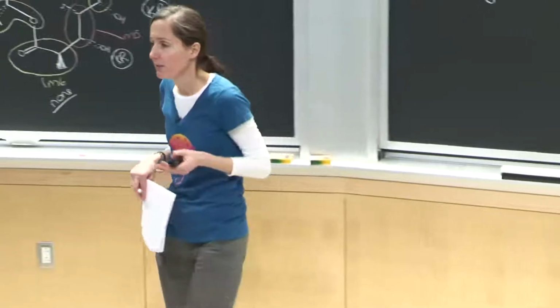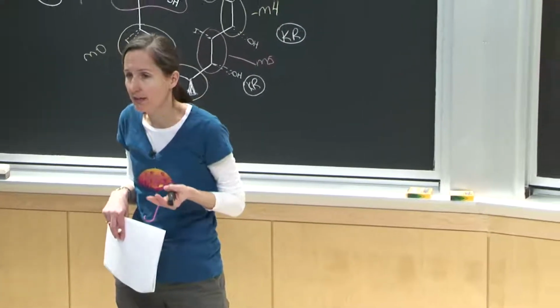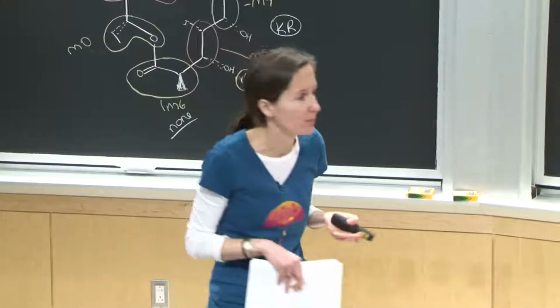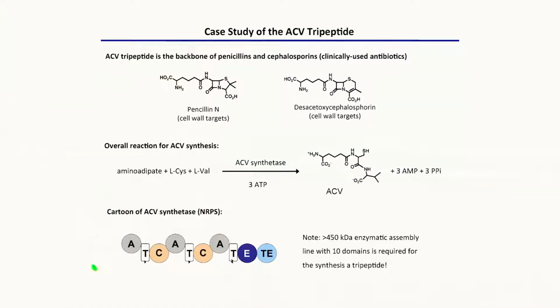Similar to what we did with the PKS, for the NRPS you can count T domains as a way to identify the modules and figure out how many monomers are involved. I also point out, and this builds upon Colin's comment from last time, that this assembly line is responsible only for the synthesis of a tripeptide, but look at its size. It's greater than 450 kilodaltons. That's quite big. A large enzyme, 10 different domains, all just for synthesis of this one tripeptide.